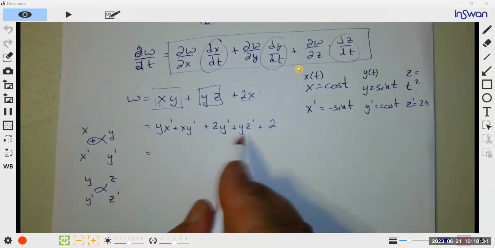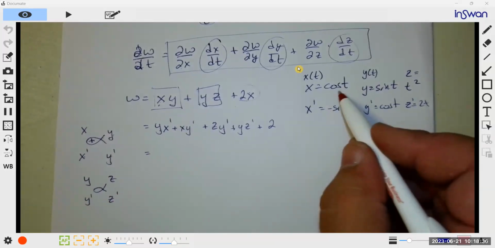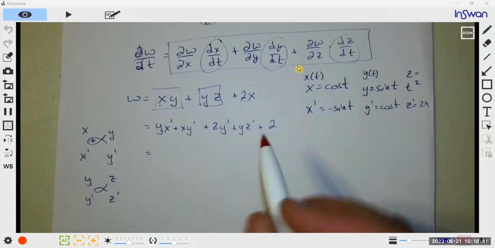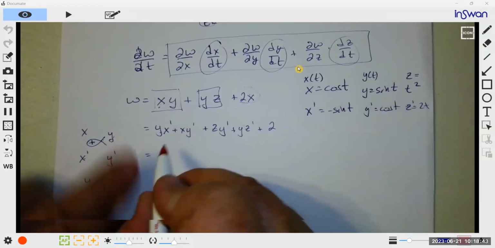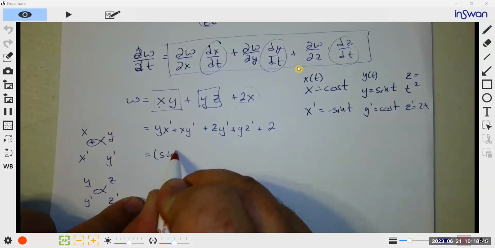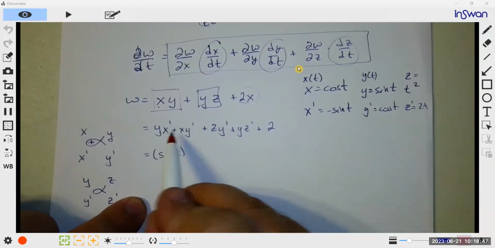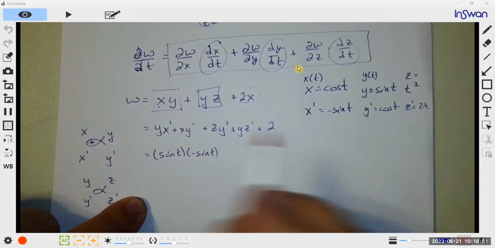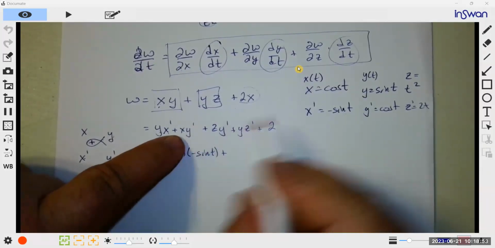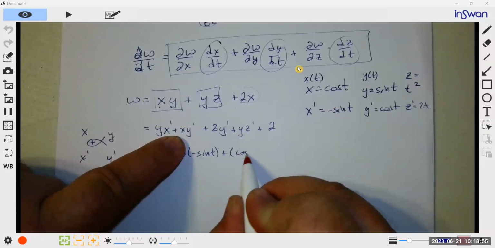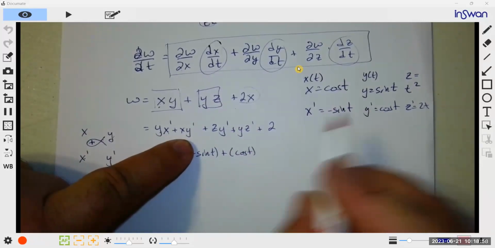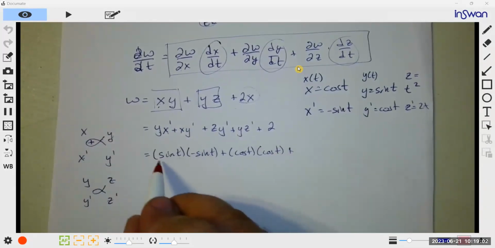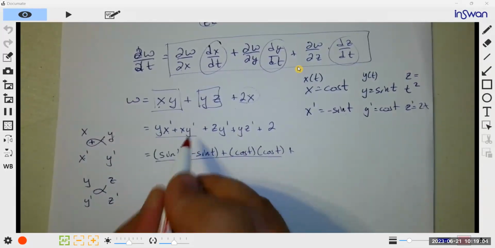Now, at this point, all I do is I come over here, x prime, y prime, and plug them in. y is sine t. x prime is negative sine t. Plus x is cosine. y prime is cosine. So these four equals this.